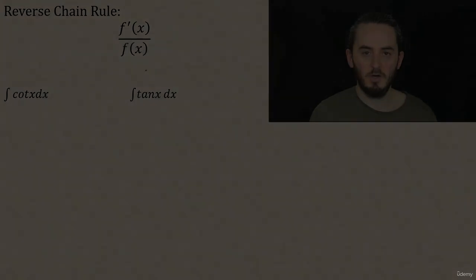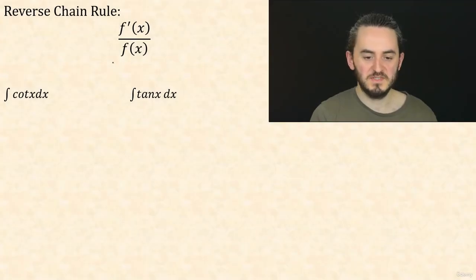In this video, we're just continuing on from the last. We're looking at our new reverse chain rule technique, when we can see a derivative of a function divided by that function, and we're applying it to some nice trig functions and a few definite integrals. All right, so how can we use our new technique to integrate cot x and tan x?